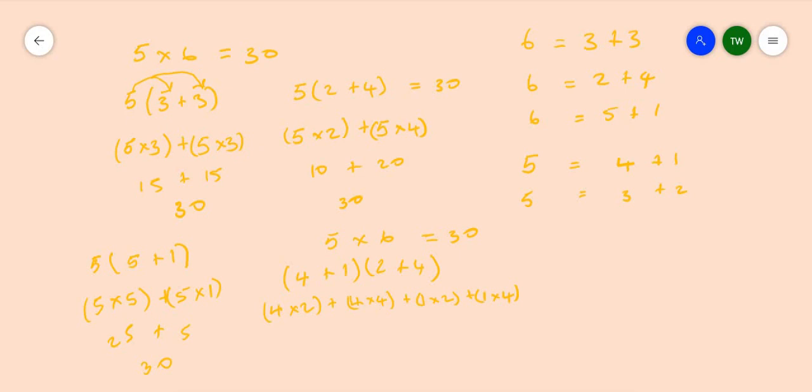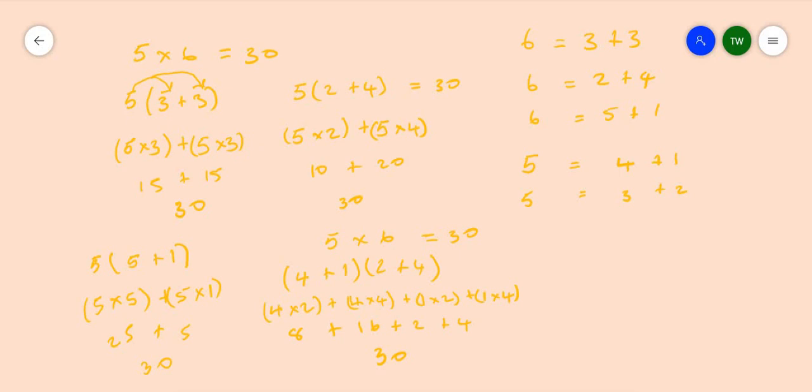So 4 times 2 is going to give us 8, plus 4 times 4, that's going to give us 16, plus 1 times 2, that's going to give us 2, and 1 times 4, that's going to give us 4. Now when we add this up, we should get 30. So 8 plus 16 gives us 24, plus 2 gives us 26, plus 4 gives us 30. So this is beautiful. We take what we know to develop something that we don't really know, which is really the distributive law.